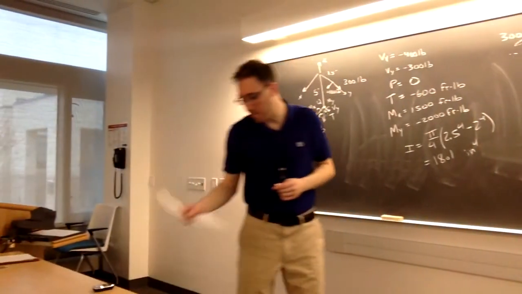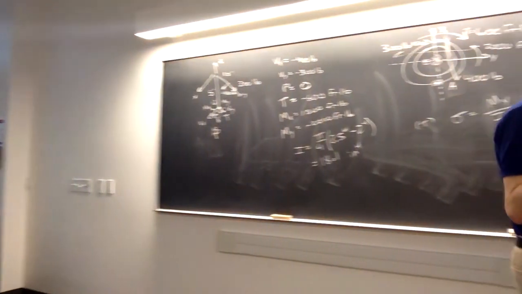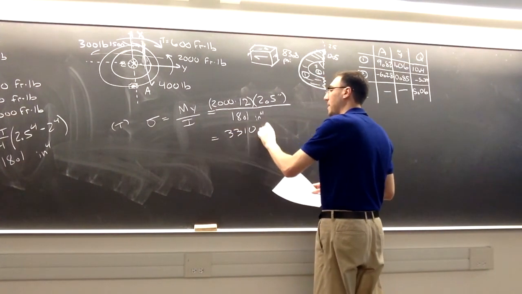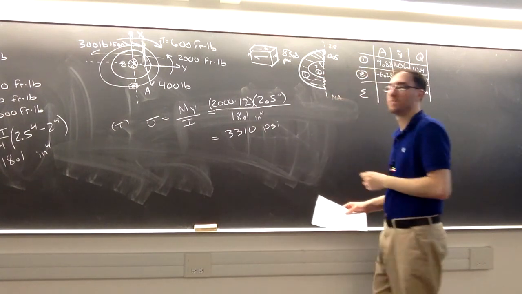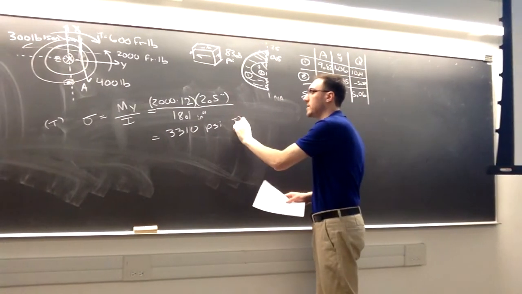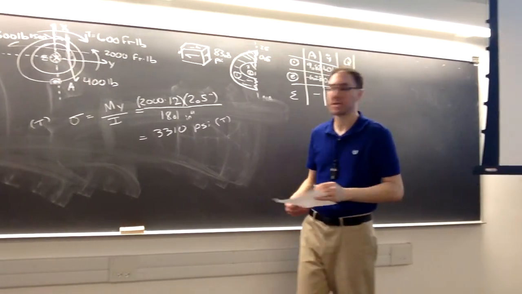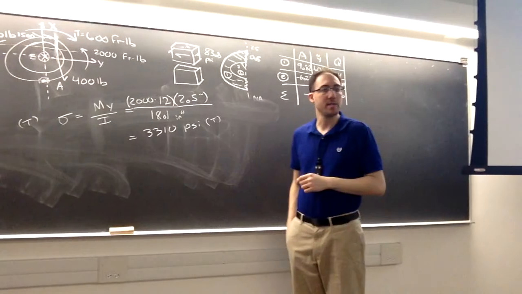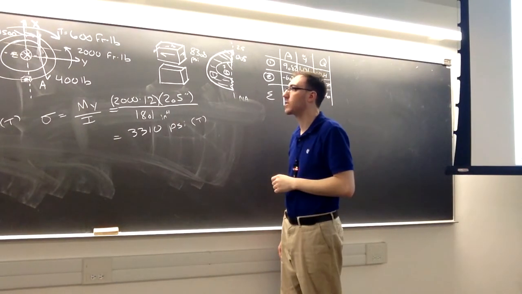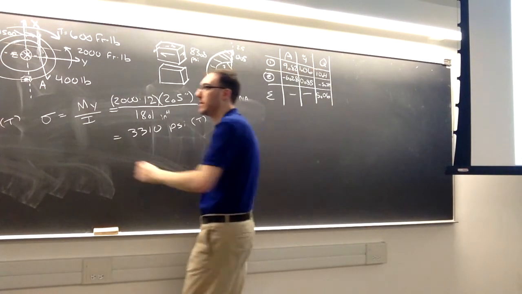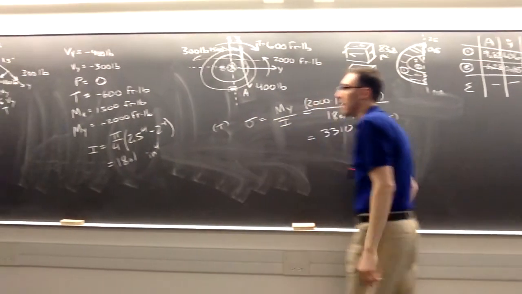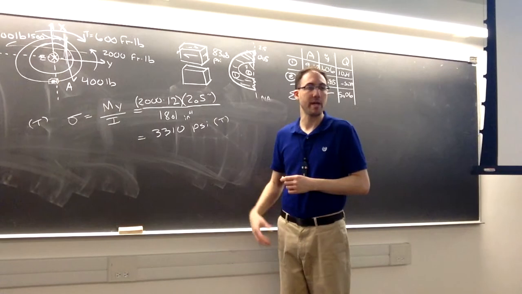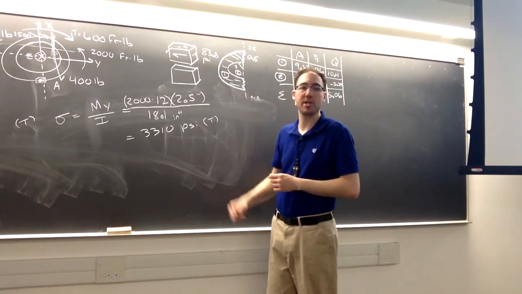So from the bending moment, keeping it in PSI, I get 3,310 PSI. Again, I know it's tensile. I manually said it was tensile from looking at my picture. So I want to see how this stress now goes onto my little stress element at A. So how is this stress pushing or pulling on A? It's a normal stress, so it's going to be normal to the surface of this cube.